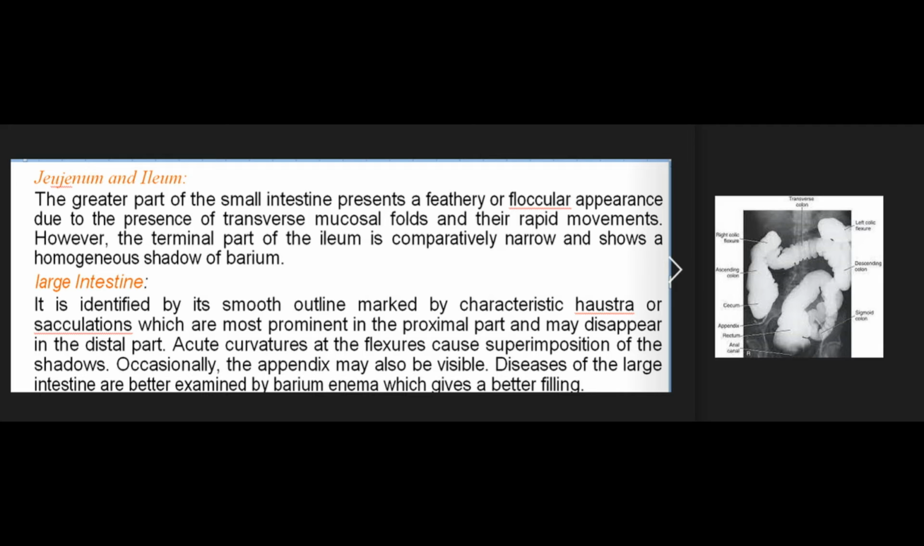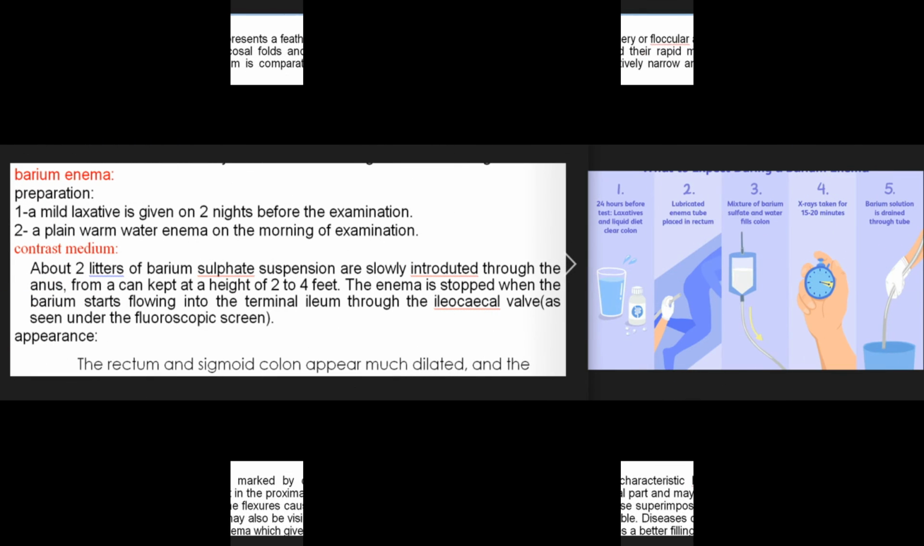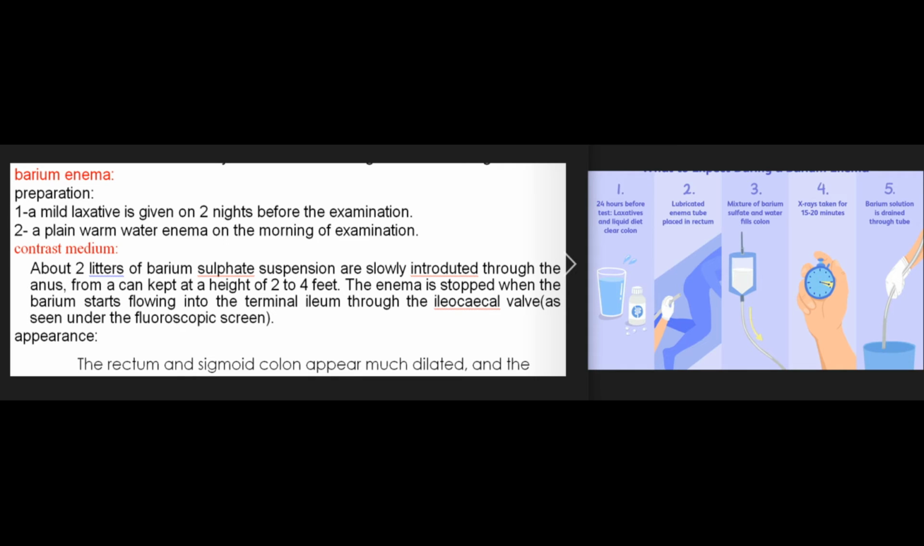Large intestine. It is identified by its smooth outline marked by characteristic haustra or saculations which are most prominent in the proximal part and may disappear in the distal part. Acute curvatures at the flexures cause superimposition of the shadows. Occasionally, the appendix may also be visible. Diseases of the large intestine are better examined by barium enema, which gives a better filling. Barium enema, preparation. 1. A mild laxative is given on 2 nights before the examination.